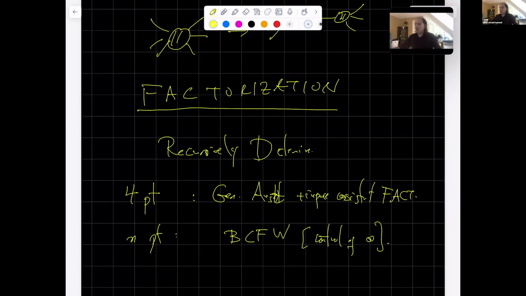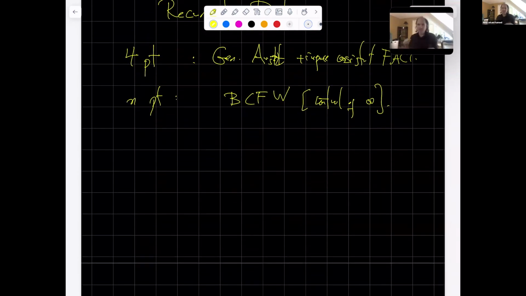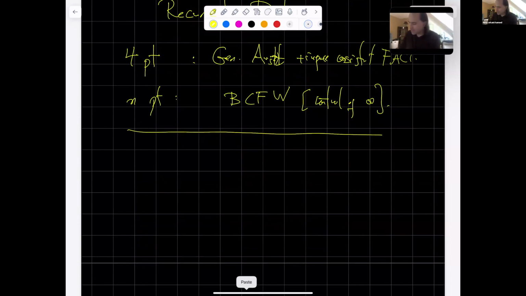Okay, so that's a story that we're all familiar with, but it's worth pausing, because I'm going to be stressing this point. It's worth pausing to remember that understanding factorization at tree level already needed an extension of our notion of kinematics.